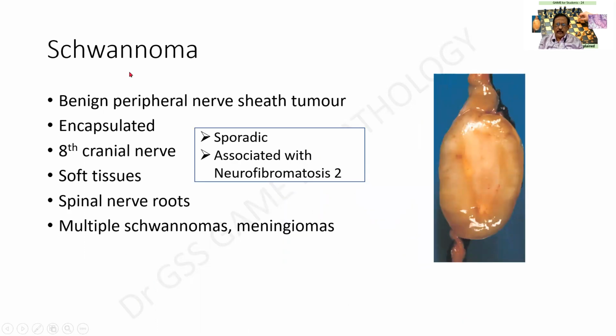First, let us deal with schwannoma. It is a benign peripheral nerve sheath tumor, encapsulated, and commonly arises from the 8th cranial nerve. It is a soft tissue lesion and the spinal cord is another site where we can get it. Its malignant counterpart is called a malignant schwannoma. There are some other tumors which can have a similar appearance, such as the meningioma. It can be either sporadic or sometimes it will be associated with multiple neurofibromata.